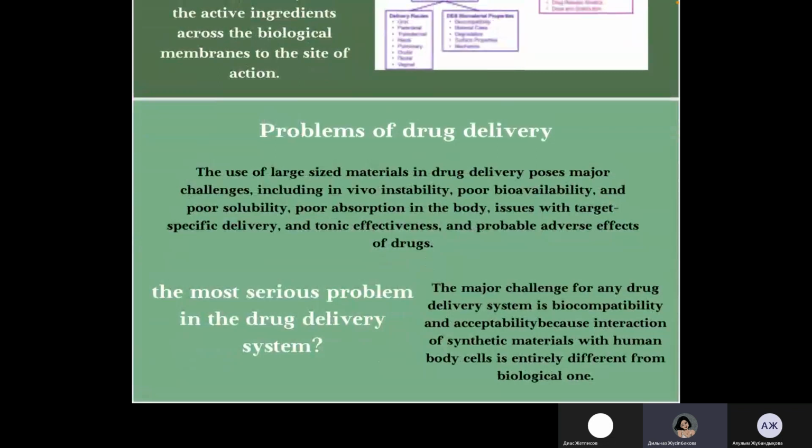The major challenge for any drug delivery system is compatibility and acceptability, because the interaction of synthetic materials with human body cells is entirely different from that of biological ones. So these are the main problems of drug delivery and the main things that we need to know about drug delivery. So that's all of our work in teamwork.